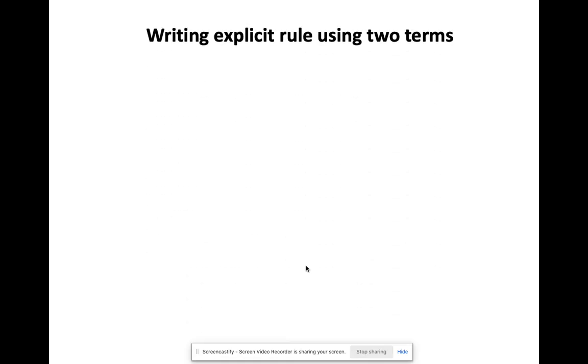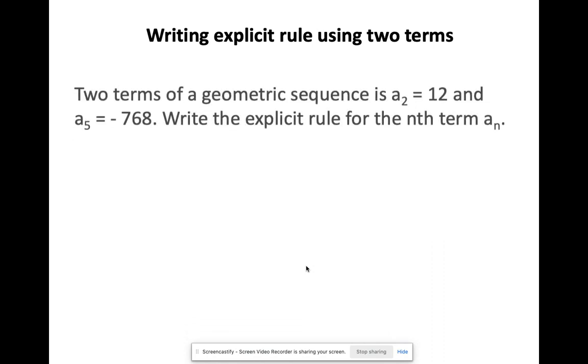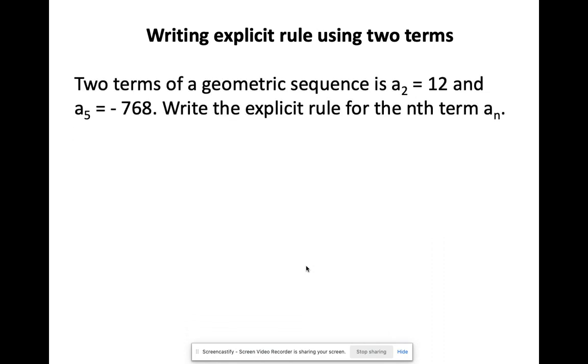What if you're given two terms? For example, two terms of a geometric sequence are a2 equal to 12 and a5 equal to negative 768. Now write the explicit rule for the nth term, a sub n. So you're looking for a sub n. Basically we're going to use the formula a sub n equals a sub 1 r raised to the n minus 1.